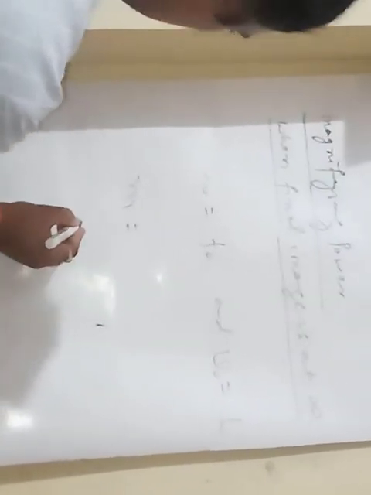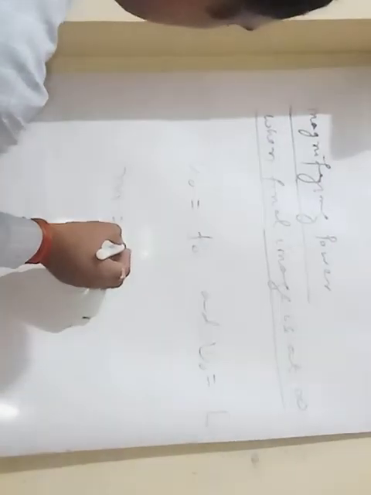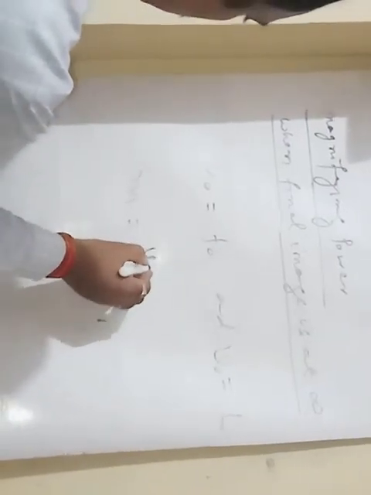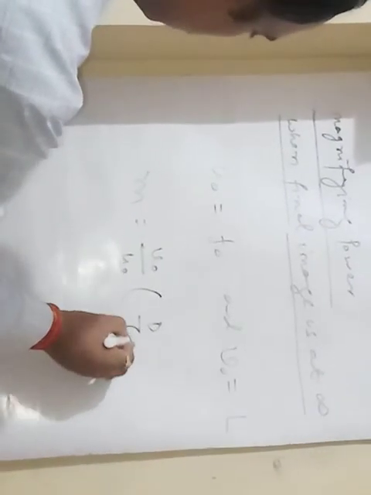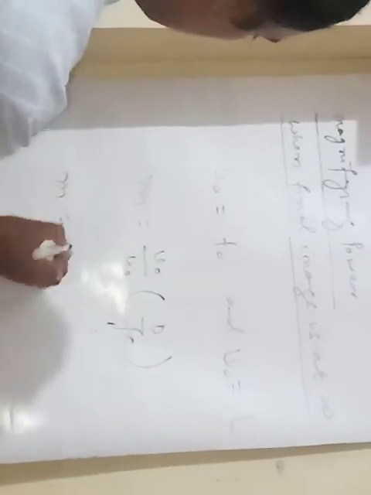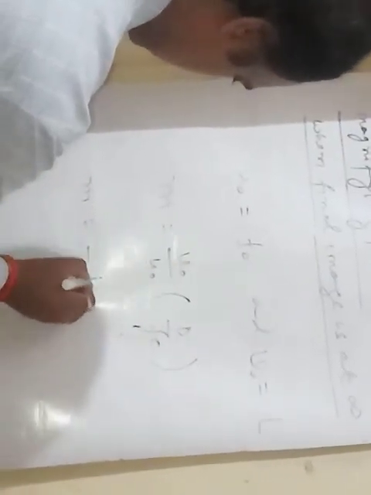Then M equals, in the previous formula it was VO by UO, and here it will be VO by UO into D by FE. Now on putting the value of UO, we have M equal to minus L by FO into D by FE.